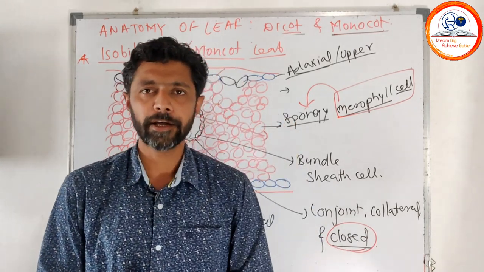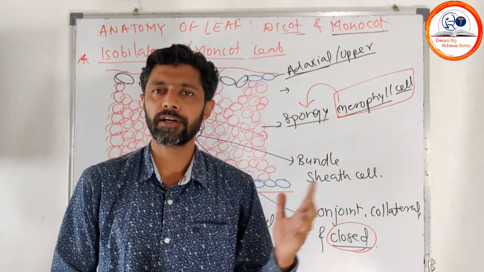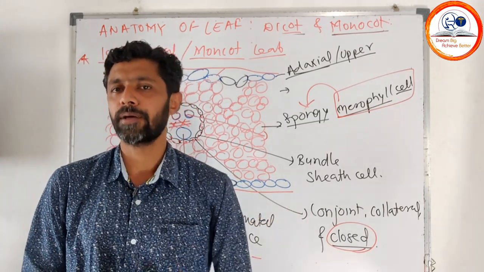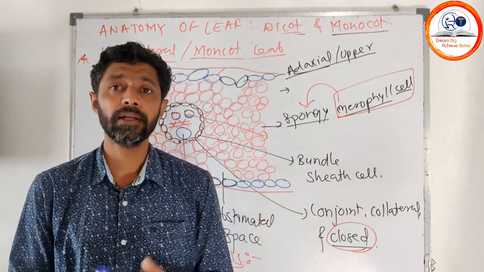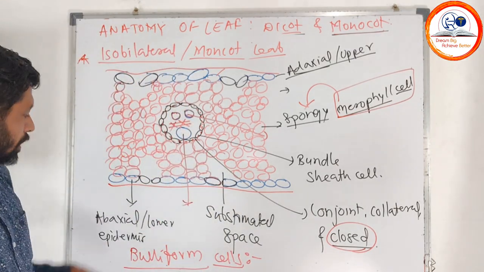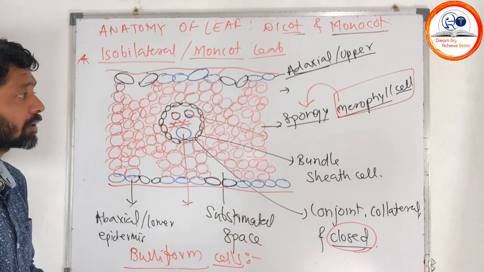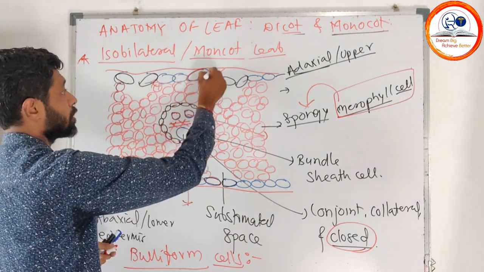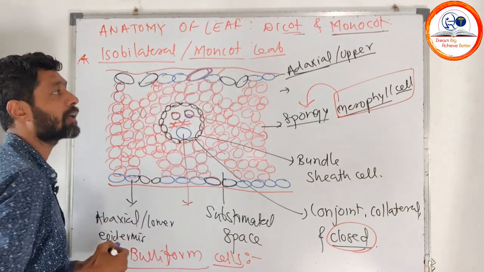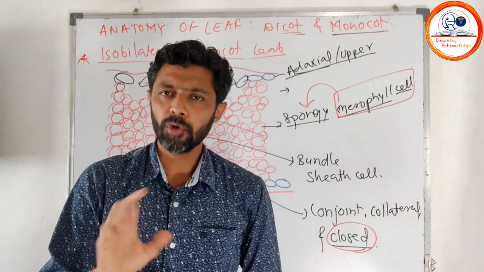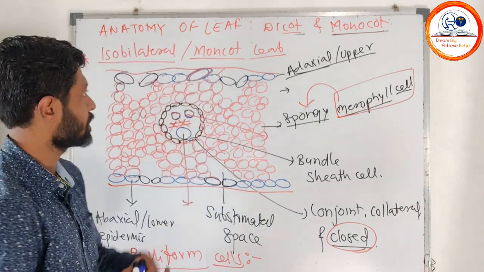As we have considered in dicot also, vascular bundle was conjoint, collateral and closed. Here too, the leaf will not possess a vascular cambium, or the vascular bundle in a leaf will always be closed type of vascular bundle. Here the only difference which we have to consider is the presence of bulliform cells. There is a presence of bulliform cells on the adaxial or upper epidermal surface of monocot leaf. In most of the grasses, you will observe it.